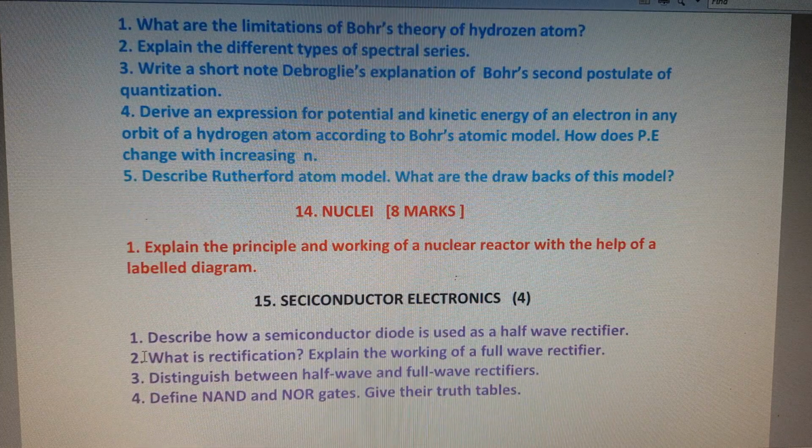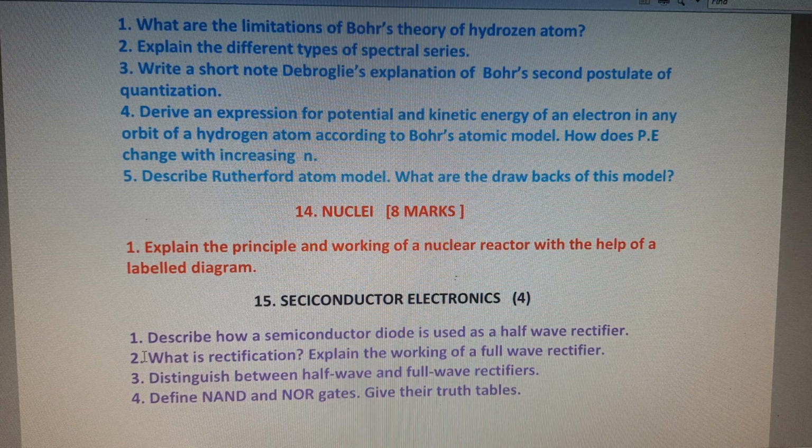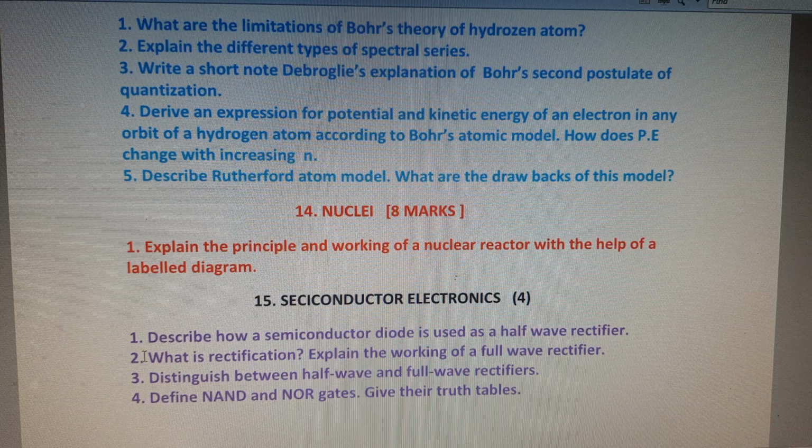And the next one is nuclei. Again, a very important question will be asked in this chapter, that is the nuclear reactor. Explain the principle and working of a nuclear reactor with the help of a labeled diagram. So only one long question will be asked in this chapter. The question will be the nuclear reactor.